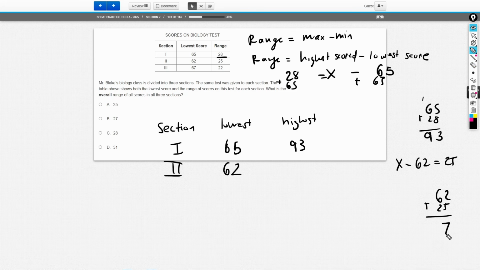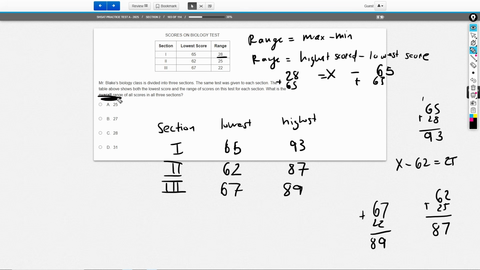And if I add them together, I get 87. So in this section, the person that did the worst got a 62, and the person that did the best got an 87. Finally, in section 3, the lowest someone got was a 67, and the highest someone got was this number plus 22 to get 98 or 89. So now we want to find the overall range of scores.